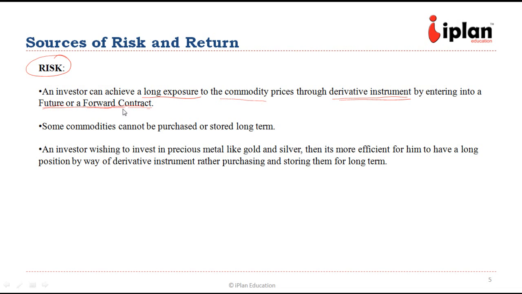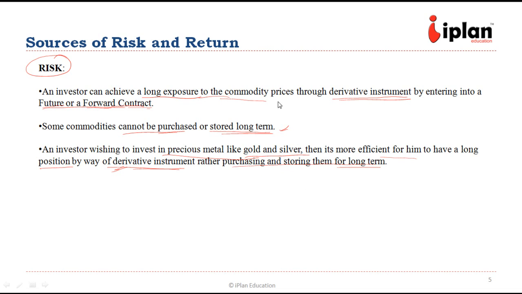Similarly, if the investor is buying a call option, again it will give a long exposure to the commodity, and if it is selling a put option, that also gives a long exposure. There are certain commodities which cannot be purchased or stored for the long term, so there the derivatives are useful. Another aspect is when the investor is planning to invest in precious metals, for example gold or silver, then it is more efficient to have a long position through a derivative instrument rather than purchasing and storing them for the long term, because there will be safety issues involved. So if the investor is going through the derivative route, then there is no problem of storing or purchasing.